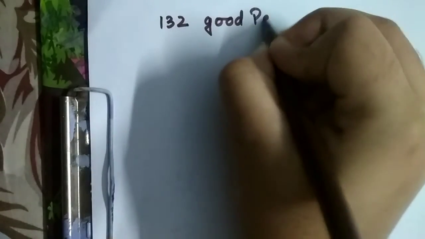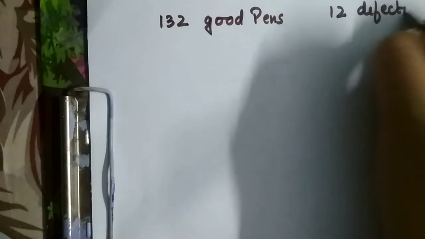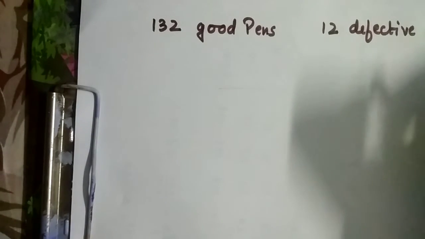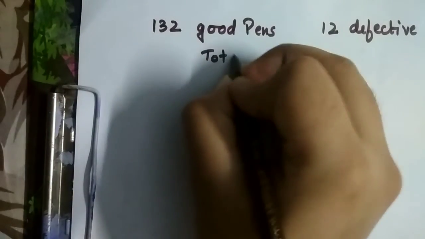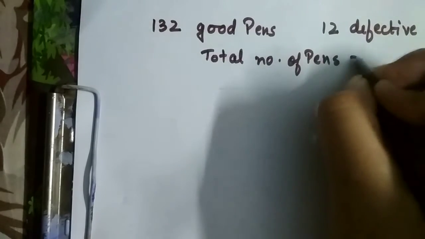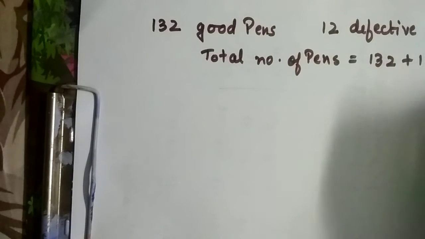Now let us see another question. It is given that there are 12 defective pens that are accidentally mixed with 132 good ones. It means there were 132 good pens and 12 defective pens were mixed with these 132 good pens. So in total number of pens will become 132 plus 12, that is 144.